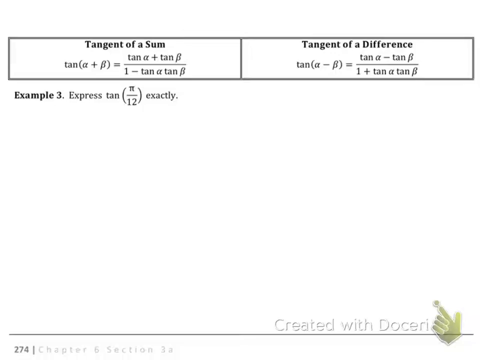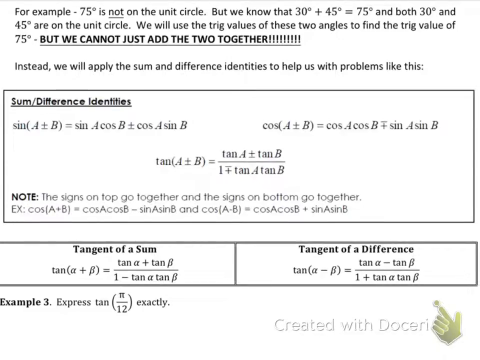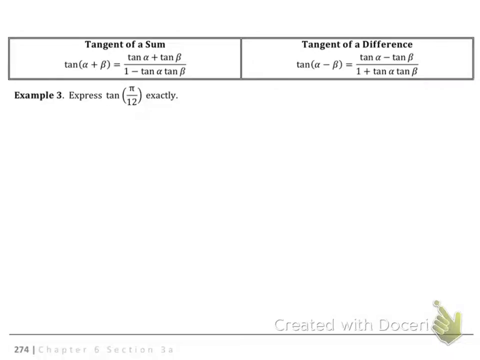So for example, I need to express tangent of pi over 12 exactly, and I can't use a calculator. Well, pi over 12 is not on our unit circle. So we need to figure out two angles that add together to give me pi over 12. That's pretty easy when we have degrees. It's pretty easy to think of 30 plus 45 gives me 75. It's a little harder when you have pi over 3, pi over 4, pi over 6 to just in your head say, oh, when I add those together or subtract them, they equal pi over 12.